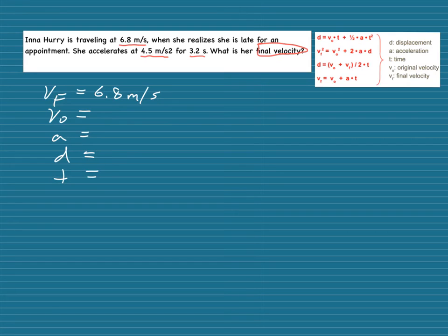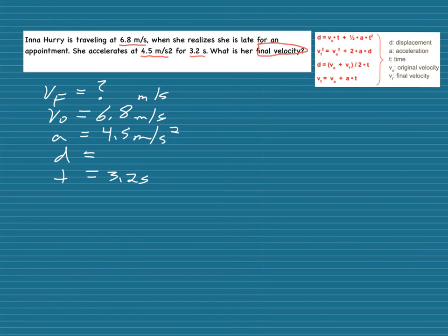And she accelerates at 4.5 meters per second squared, 3.2 seconds. What is her final velocity? Oh, I wrote that down wrong, and originally that was an initial velocity of 6.8 meters per second. And my units all match up. Got meters per second squared, 3.2 seconds. So my final velocity is going to be in meters per second. All my units are good. I don't have to change any before I begin.